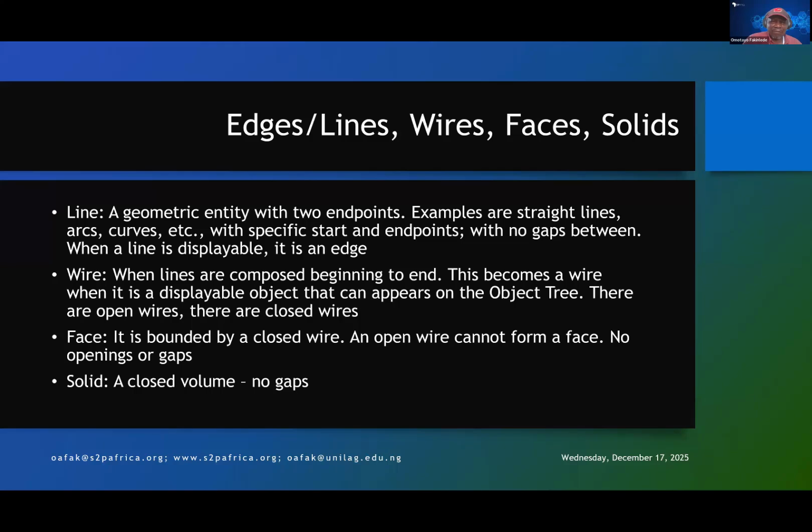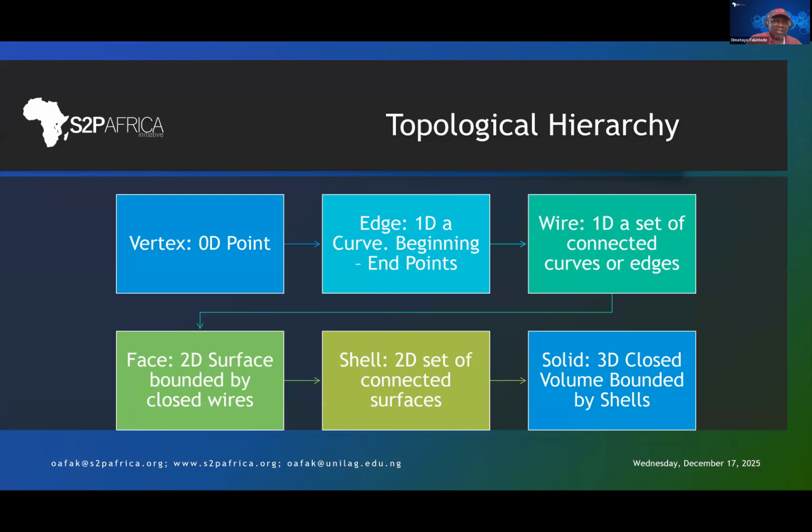It's important for you to know that there is an object hierarchy. There's a line, which is different from a wire, which is different from a face, which is different from a solid. A point is called a point when it is just a geometric point. It's called a vertex when it is actually a point that can appear on your screen. An edge is what you call a line, a one-dimensional curve, which has a beginning point and an end point. It is an edge when it can be visually displayed. It's a curve when it is just the idea.